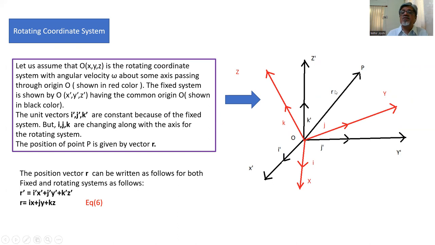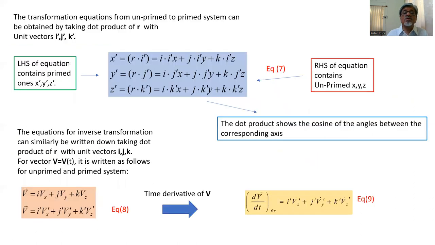Point P is represented by a vector R. So point P is some point that has a position vector R. The position vector R can be written as follows for both the fixed and rotating coordinate systems. So R prime is equal to i prime x prime plus j prime y prime plus k prime z prime. So that is in the prime system. The same thing can be represented in the non-prime system, that is the rotating system. It is R equal to i x plus j y plus k z, and that is represented as equation number 6.